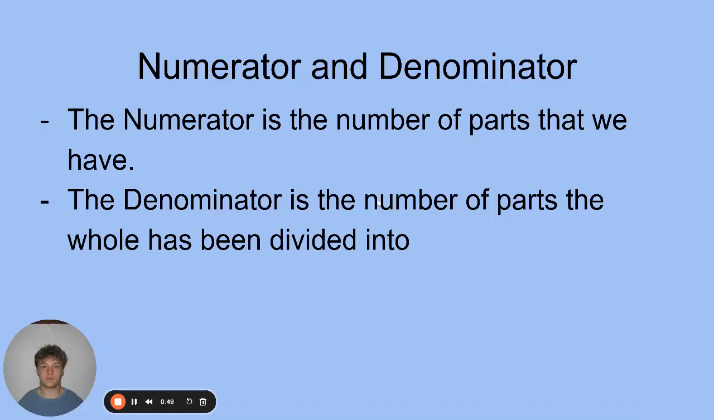Numerator and denominator. The numerator is the number of parts that we have. The denominator is the number of parts the whole has been divided into.